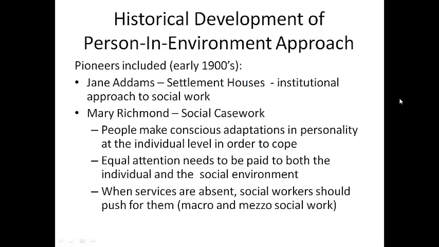The historical development of the person and environment approach started with our pioneers in the early 1900s. Jane Addams and her work in the settlement houses in Chicago, and Mary Richmond and her discourse on social casework. Richmond's casework approach emphasized the conscious adaptations that individuals make in order to cope. She paid equal attention to the individual and social environment, and she advocated that when services were not available, the services that are needed, then social workers should push for them. So we must serve the individual through external influence as well as direct service provision.